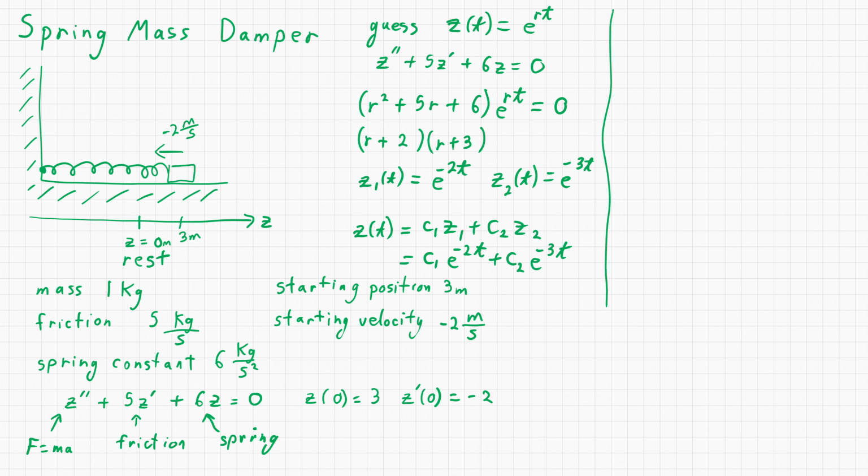So we know that z of 0, we'll plug in 0 to this thing. We get e to the 0, and we get e to the 0, so it ends up being just c1 plus c2. We know that is 3 from the initial condition. That's one equation. The next one, we do have to compute z prime. So z prime of t equals negative 2 times c1 e to the negative 2t, then a minus 3 c2 e to the negative 3t.